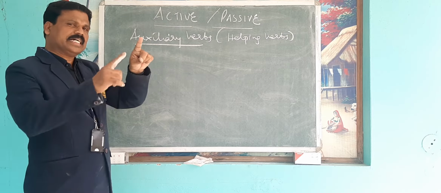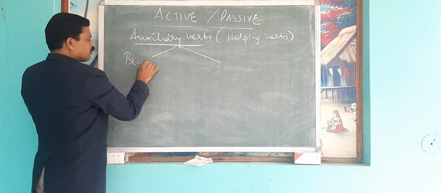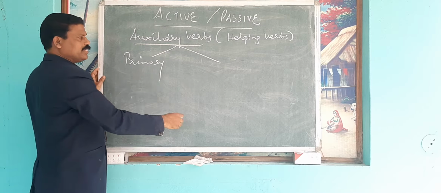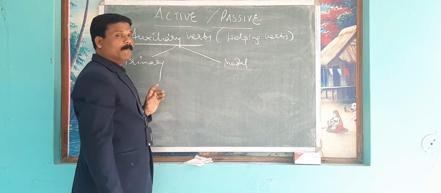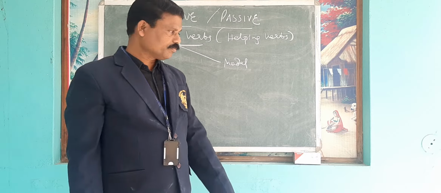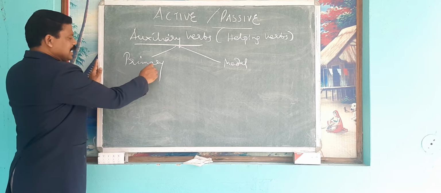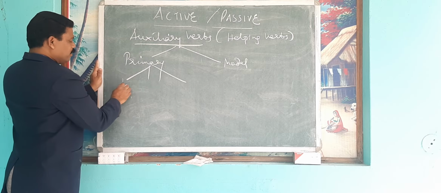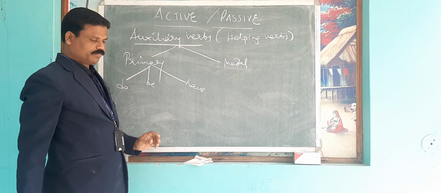Auxiliary verbs can be classified into two. They are primary auxiliary verbs and modal auxiliary verbs. Primary auxiliary verbs can again be classified into three. They are do, be and have.